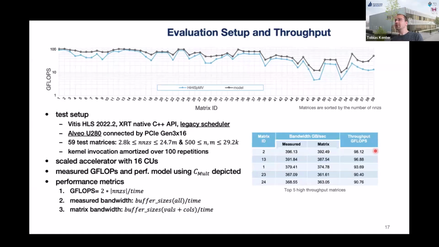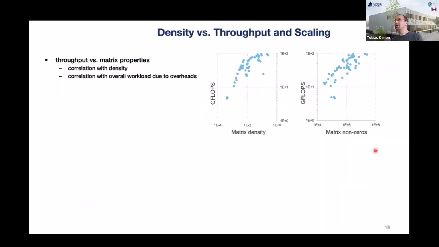Let's look at the differences between the peak performance of the best performing matrices and some of the matrices that do not perform so well in more detail. We have two factors at play that limit the performance. One is the matrix density. From around 1% non-zeros in the matrix, we have some matrices which perform close to the peak performance.